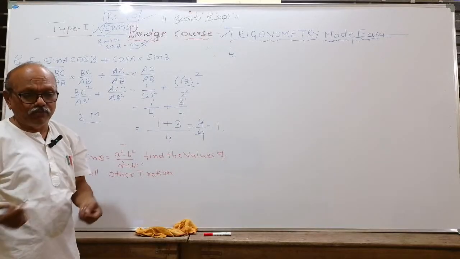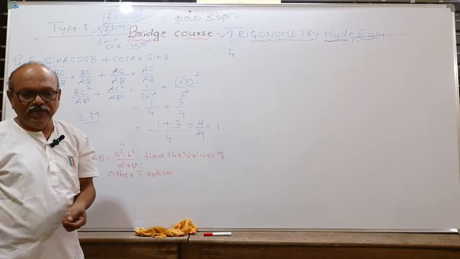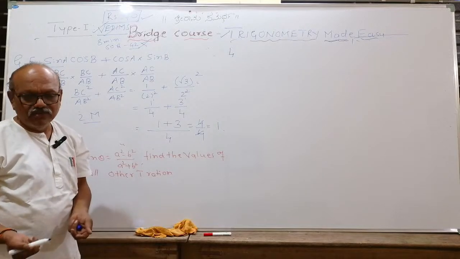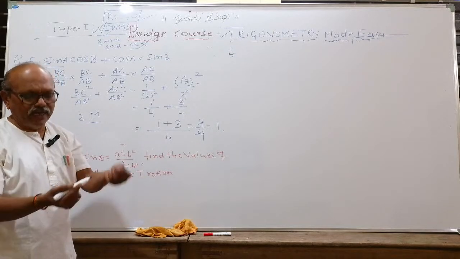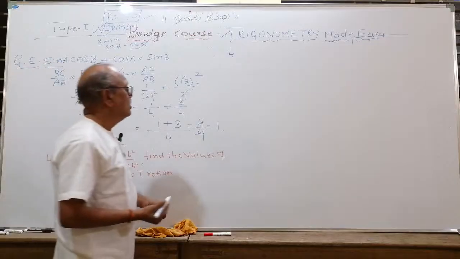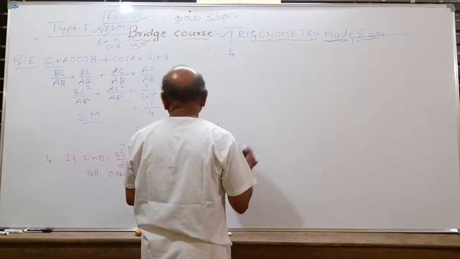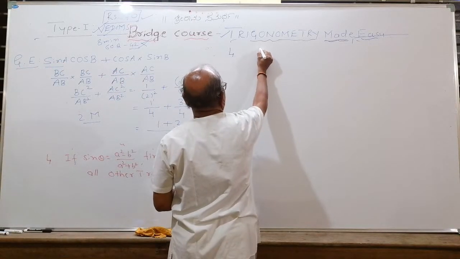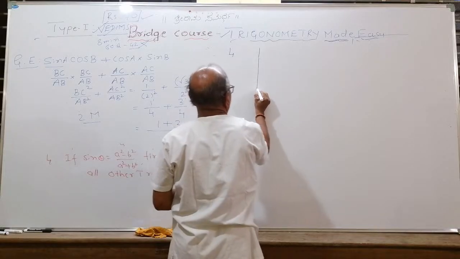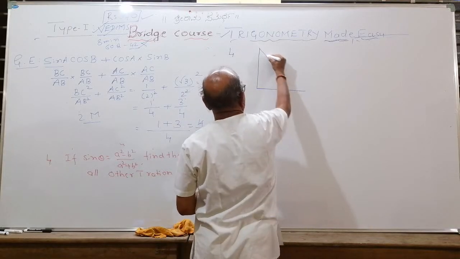You have a separate book. I have sent you the PDF format so that anybody can download it and answer them. Okay, you can practice. Fourth one: if sine theta is equal to, let me draw the triangle. First of all, you practice to draw the triangle.